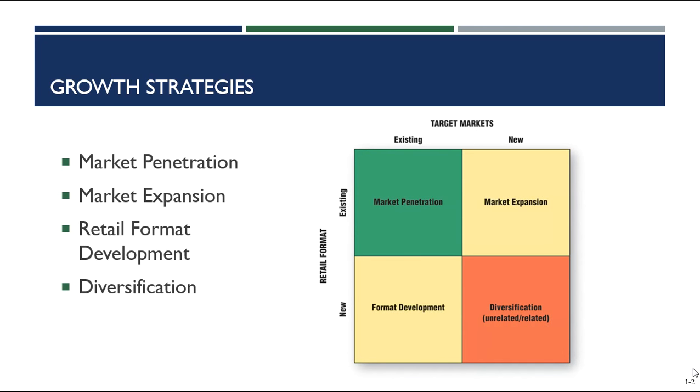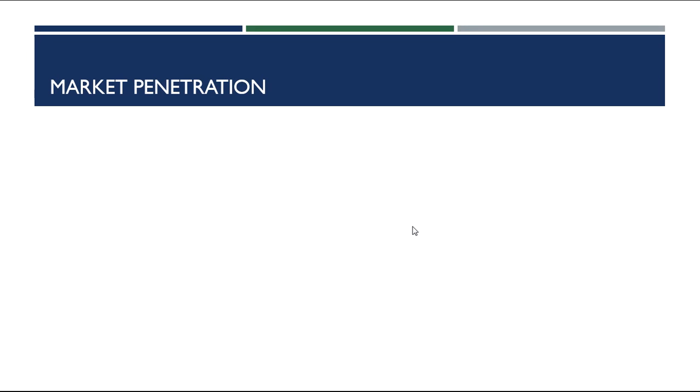When a retailer is going to grow, they consider 2 things: their target market and their retail format. And so you can see that the combinations up here vary. We're going to start with market penetration right here, where you are going to use your existing target market and also your existing retail format. So you're not making any changes to the group of people that you're targeting or to how you run your business. Okay. The rest of the growth strategies vary a little bit, so we'll talk about that as we go. But let's start with market penetration.